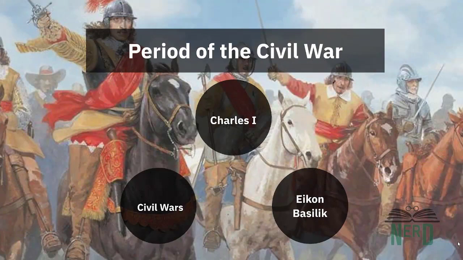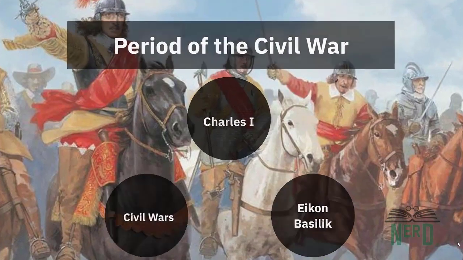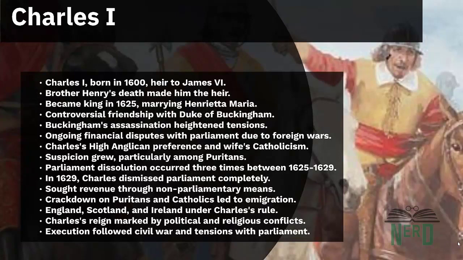Period of the Civil War. Charles I. Charles I, born on November 19, 1600, in Fife, Scotland, was the second son of James VI of Scotland and Anne of Denmark. Following the death of Queen Elizabeth I in 1603, his father, James, ascended the thrones of England and Ireland, making Charles the heir to the throne.